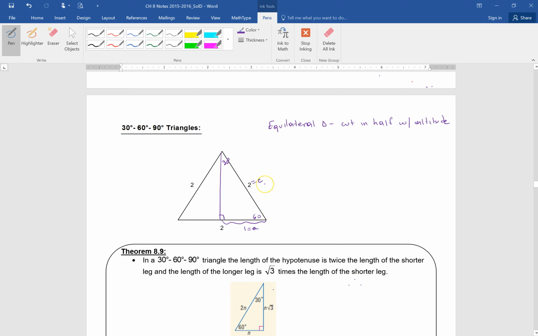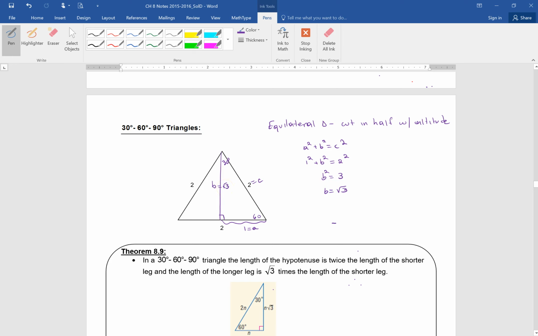Because that's the hypotenuse. Let's apply the Pythagorean theorem to this. A squared plus B squared equals C squared. 1 squared plus B squared is equal to 2 squared. So B squared is equal to 3. B is equal to root 3.